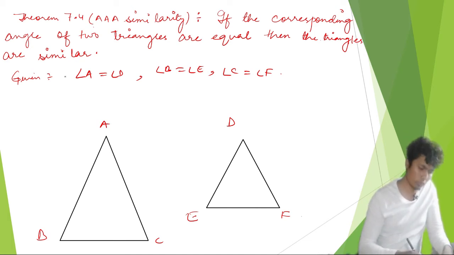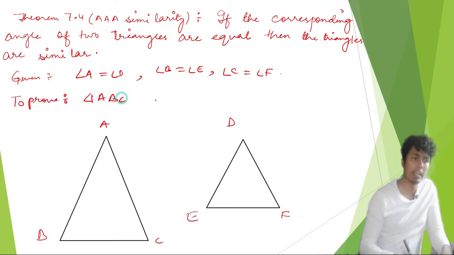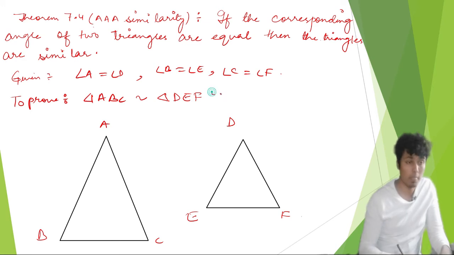So we need to prove. What do we need to prove? Triangle ABC is similar to triangle DEF. This sign shows that it is the similarity sign. Okay, now the construction.